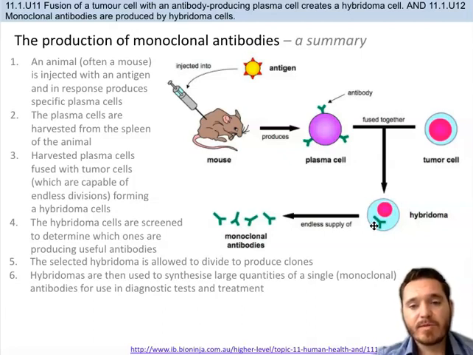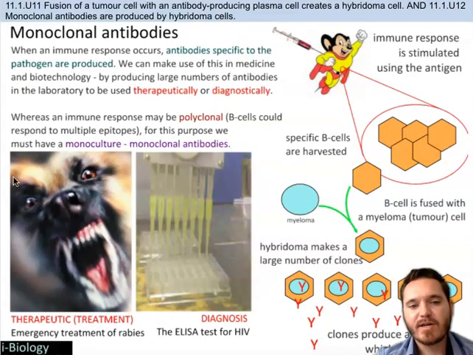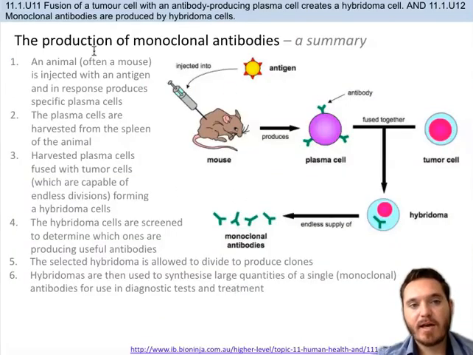And then that hybridoma cell is producing an endless supply of monoclonal antibodies so that we can use them for therapeutic treatment of, for example, an emergency treatment of rabies. If somebody had rabies and we needed to give them tons of antibodies as soon as possible, we can artificially make those antibodies in the lab using this process, and then inject those antibodies into the person, and they can start fighting off the rabies virus.